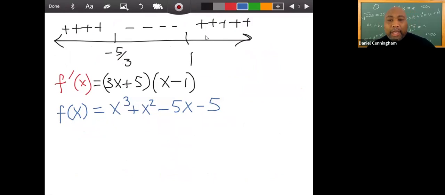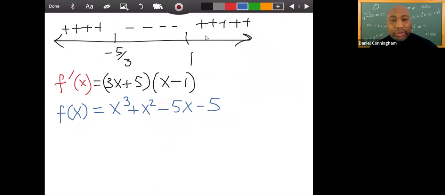Now, looking at another whiteboard, I put down positive, negative, positive for our intervals. This is our number line. And notice f prime is in red and the function f, the original function, is in blue. We're going to talk about it in a second.